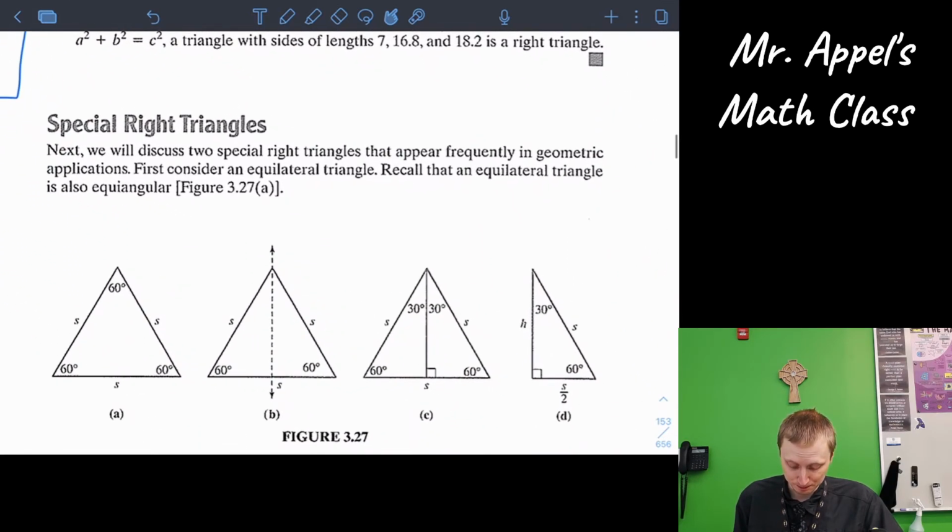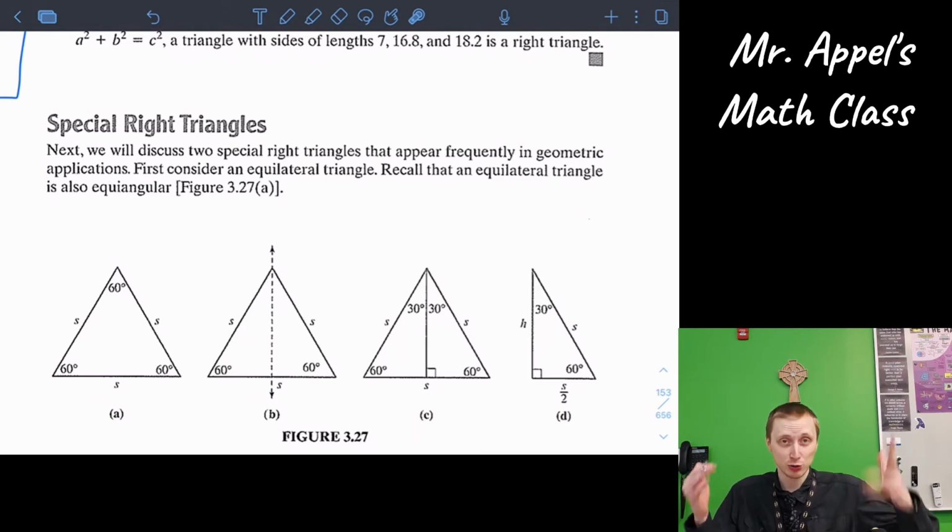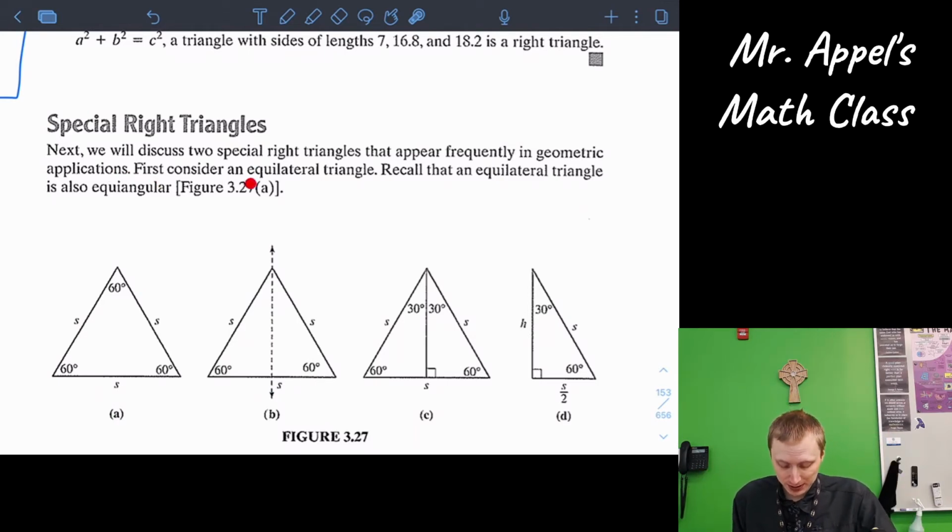All right, now, in addition to those Pythagorean triples, the ones where they just have integers, values that work for the Pythagorean theorem, we also have a couple other special right triangles. Okay? 2 special right triangles that appear frequently in geometric applications, again, actual building and construction. First, consider an equilateral triangle. Recall that an equilateral triangle is also equiangular. So we have side lengths of S, S, and S, and all three angles are 1/3 of the triangle sum 180, aka 60 degrees for all three.